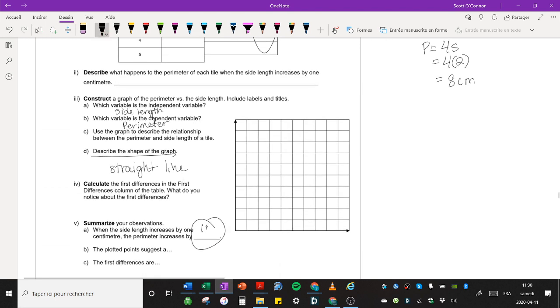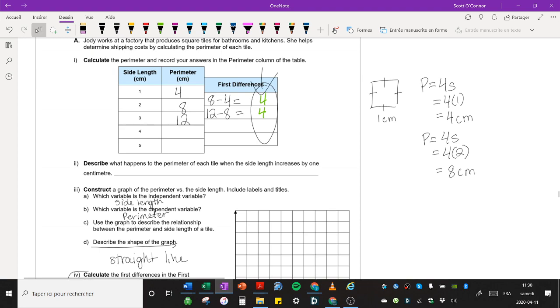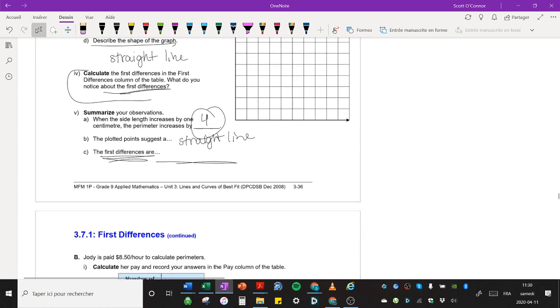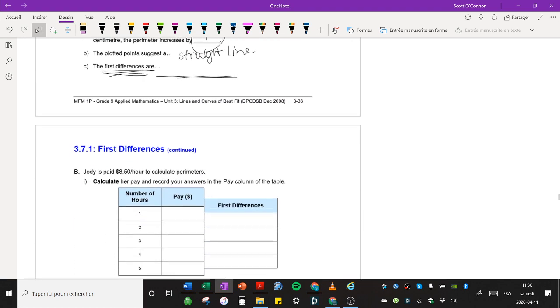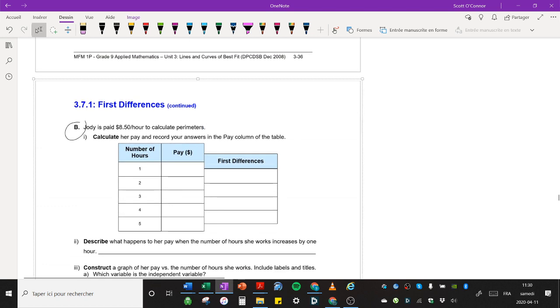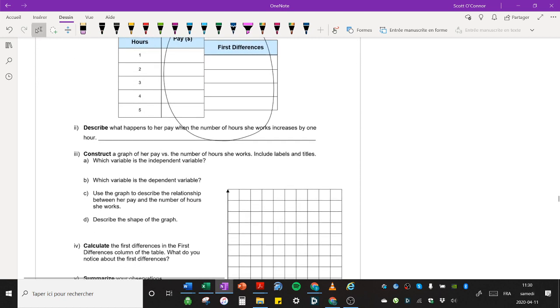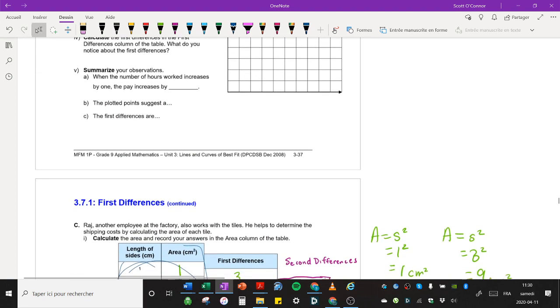The plotted points suggest a, and you're going to write there straight line. And then the answer to this question, what do you notice about the first difference, is going to be the same answer for this question. What do you notice about the first differences? They are all, I'll let you fill that in. Alright, you should be able to do B based on that. Jody is paid $8.50 per hour to calculate the perimeters, and you're going to fill this in and answer these questions the same way I just did for that other handout, so you should be fine there.